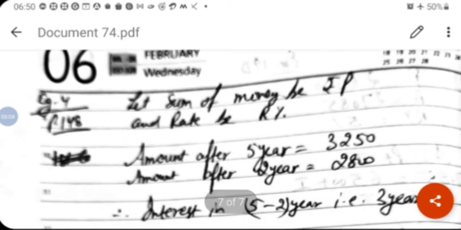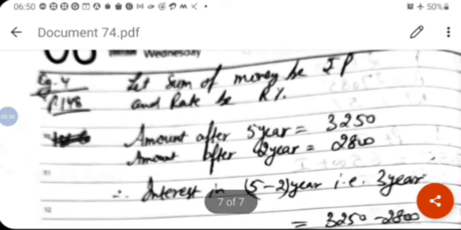In example 4, page 148, it is saying a sum of money at simple interest amounts to 2,800 in 2 years and 3,250 in 5 years. Meaning some money has been invested, and its amount becomes 2,800 in 2 years and 3,250 in 5 years. So in the gap of 3 years in between, he did not invest any new money, so he is getting only interest for those 3 years.